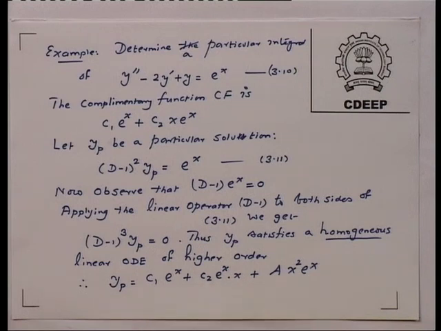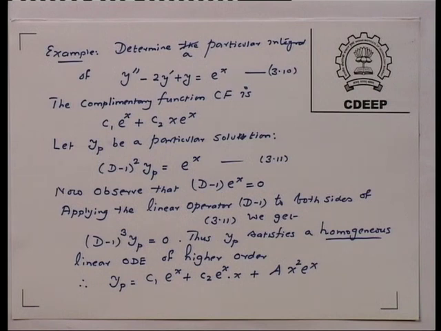What is the complementary function? First you have to find the characteristic polynomial. What is the characteristic polynomial? m squared minus 2m plus 1 equal to 0. That is (m minus 1) squared equal to 0. So what are the roots? 1 and 1. So what is the complementary function? C1 e to the power x plus C2 x e to the power x. Please write simultaneously.